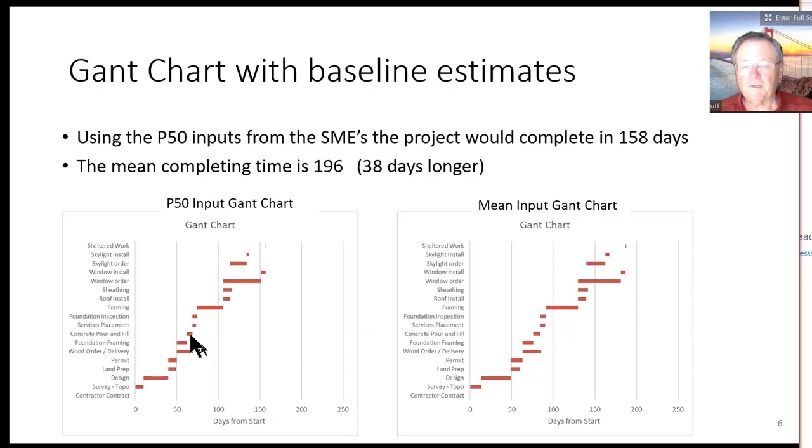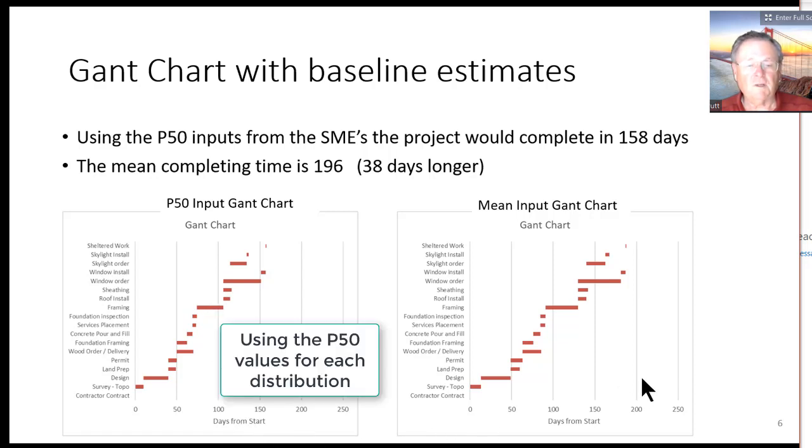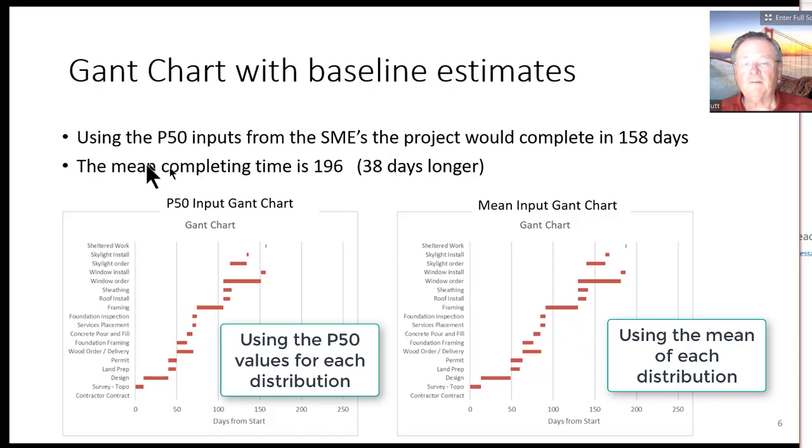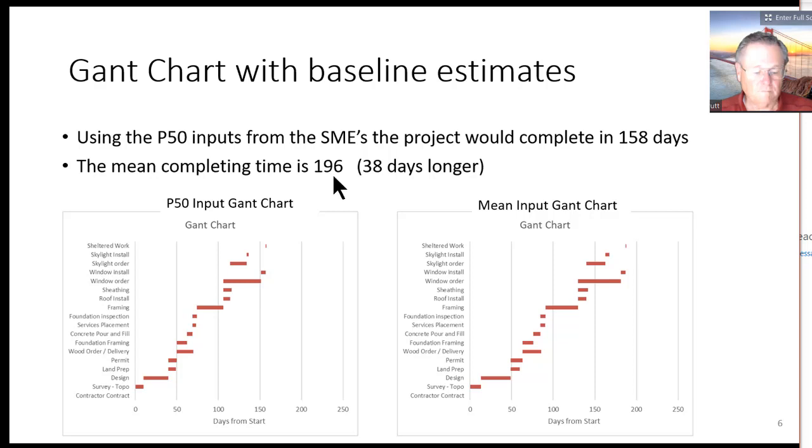We can see that some of these tasks are longer than others. Some do start at the same time. They're all tied into this framing as an example. But after we've done the CSRA, at least using the initial data, we find out that the mean completion time is 196, 38 days longer. Now this is just one simulation, not necessarily the mean. It's an example of 196 days.